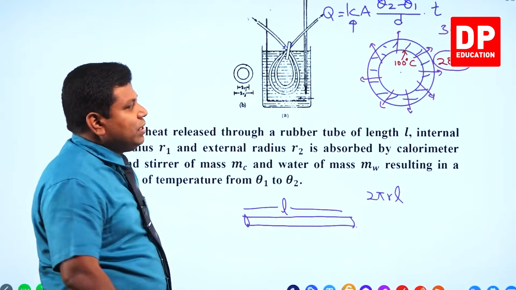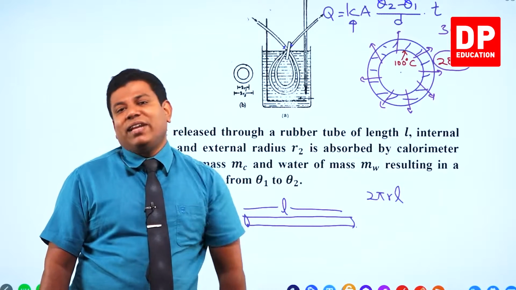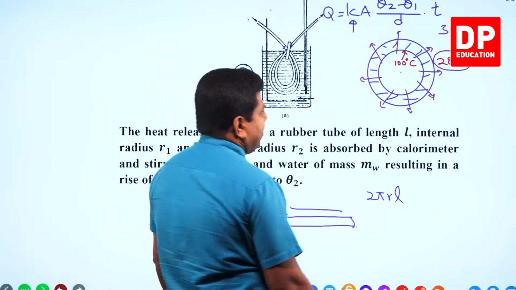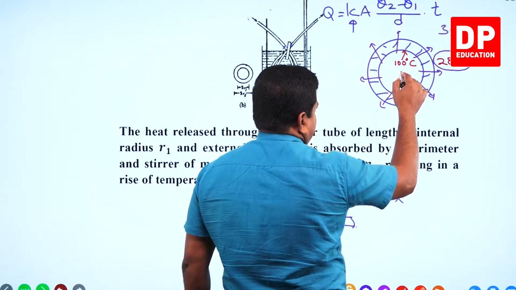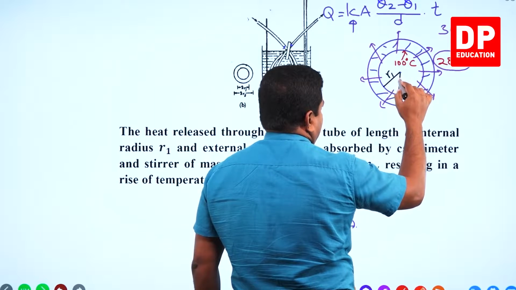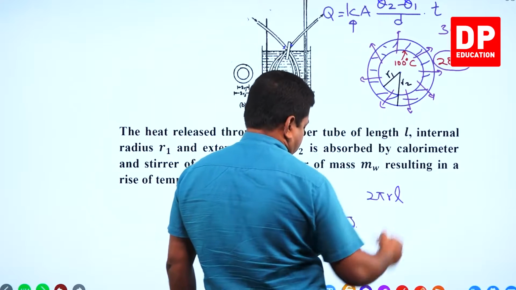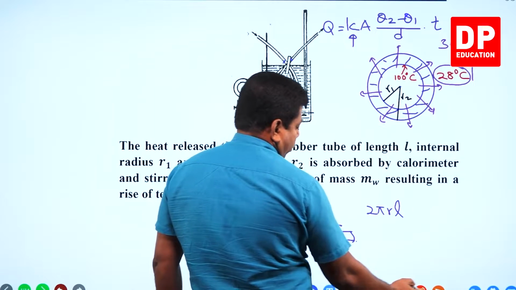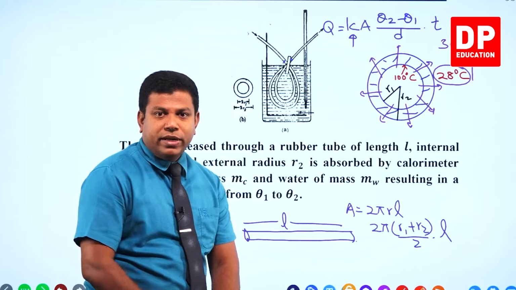But we have an issue here: which r are we going to take? Are we going to take the internal radius or the external radius? We will take the average radius. Then you have to measure the internal radius. Let's say the internal radius is r1, the external radius is r2. Then the area A is going to be 2 pi (r1 plus r2) by 2 into L, the average radius.